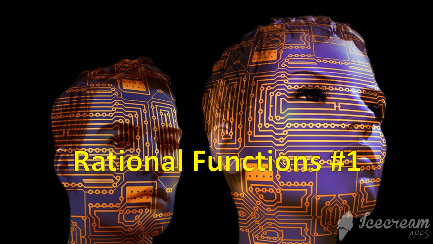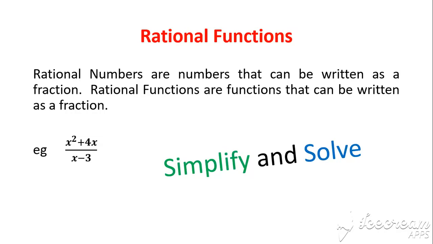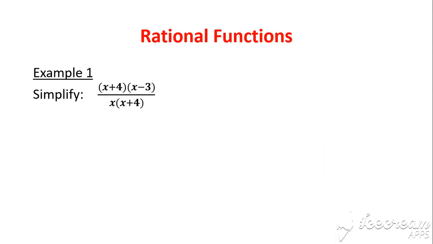We're moving on to rational functions now. Rational numbers are numbers that can be written as a fraction, so rational functions are functions that can be written as a fraction. There are two things you need to be able to do with these at level 2: simplify and solve them. In this first video, we're going to focus on some simplifying techniques. So let's get straight into example 1.